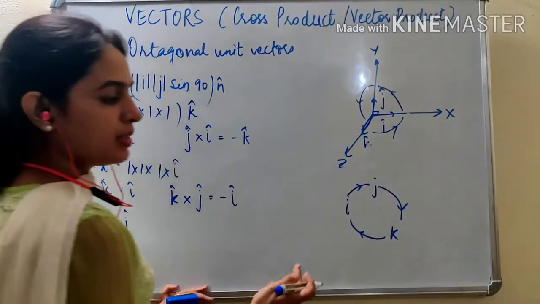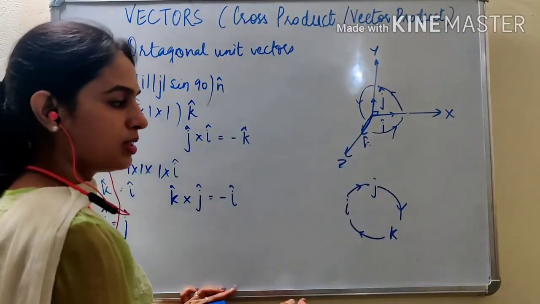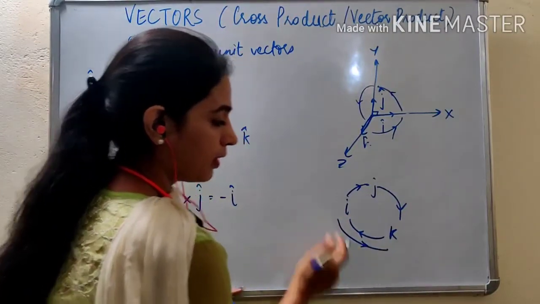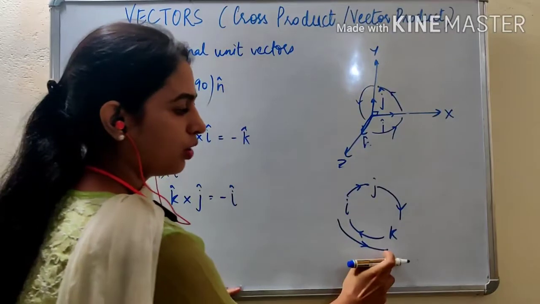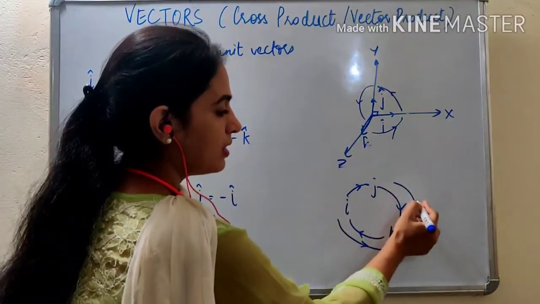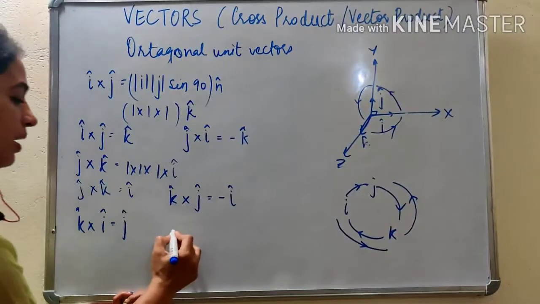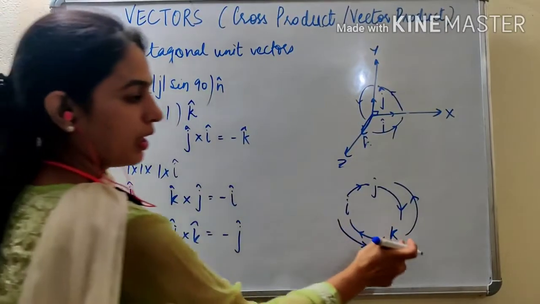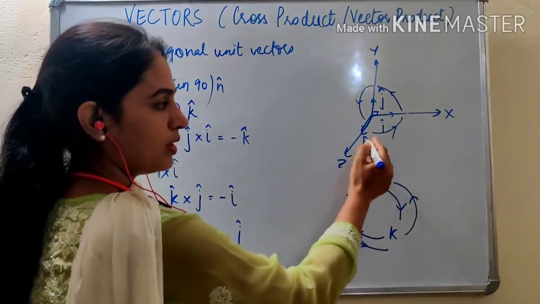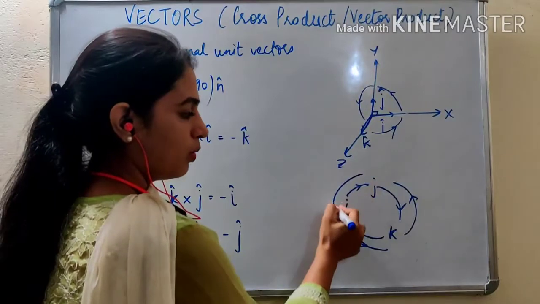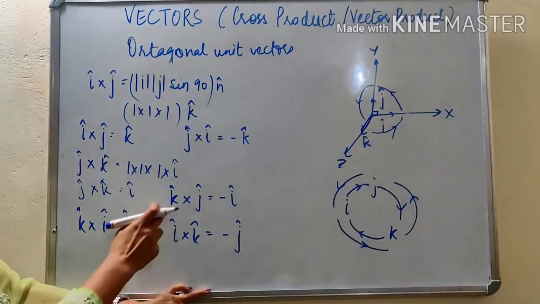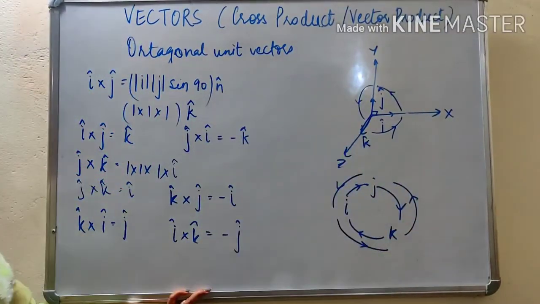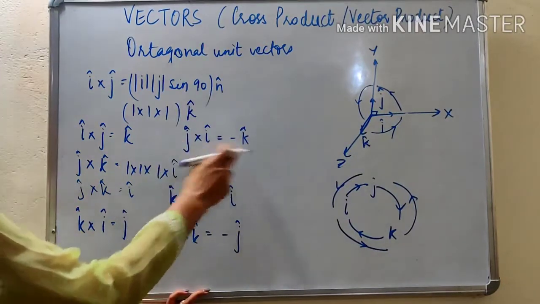Right? So it is also pretty simple if you go in the anti-clockwise direction. See, from I, if you go to K in the anti-clockwise direction, I cross K is minus J cap. K cross J, if you go in the opposite direction, will be equal to minus I cap. K cross J is minus I cap. I cross K is minus J cap.